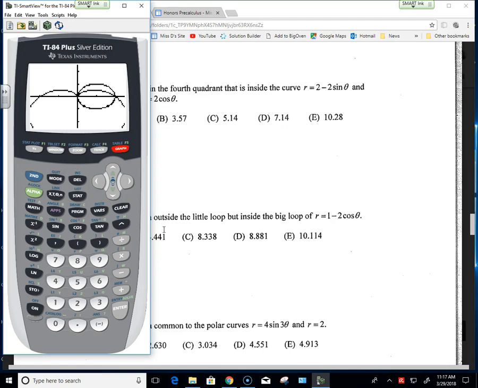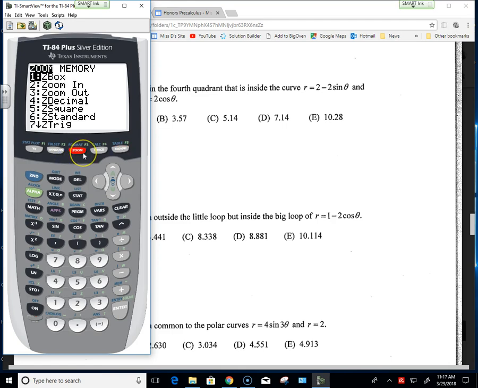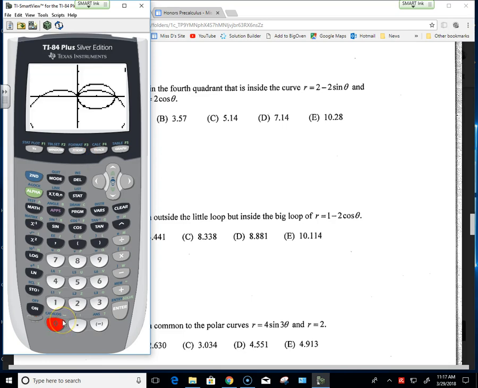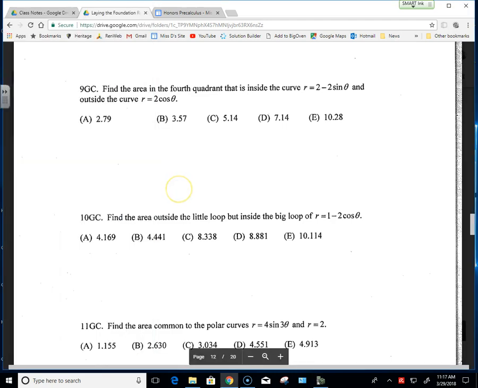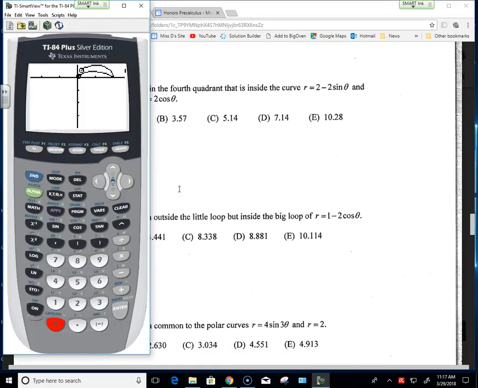We could go ahead and zoom out our window just a little bit. Let me go ahead and try zoom fit. Let's see if that fits a little bit better. But as it does go, area inside both. Did it say both? Shared? No, inside the limaçon and outside the circle. So inside the limaçon and outside the circle.